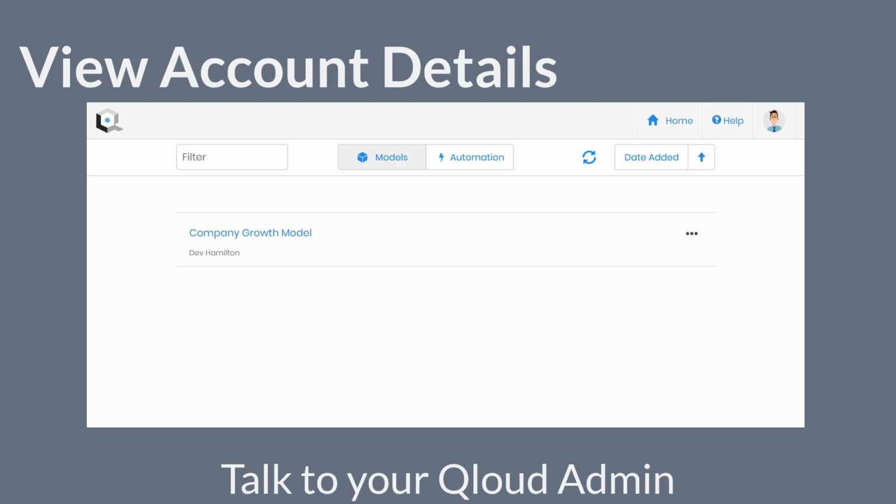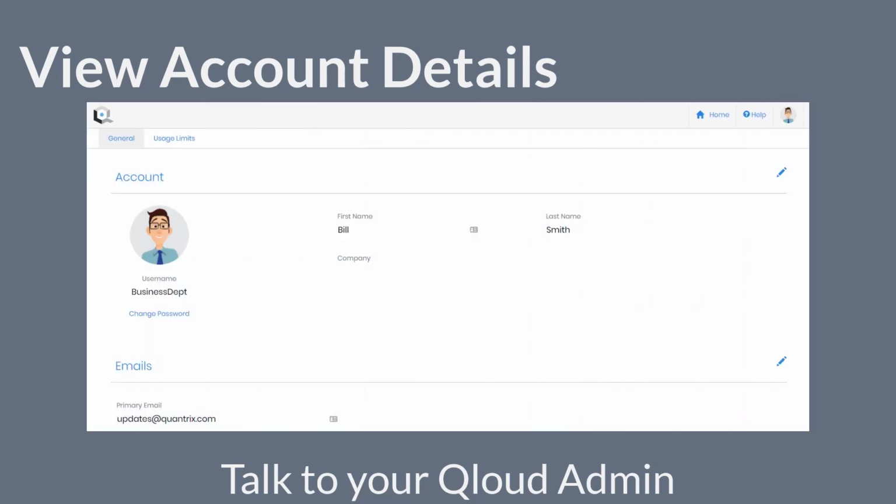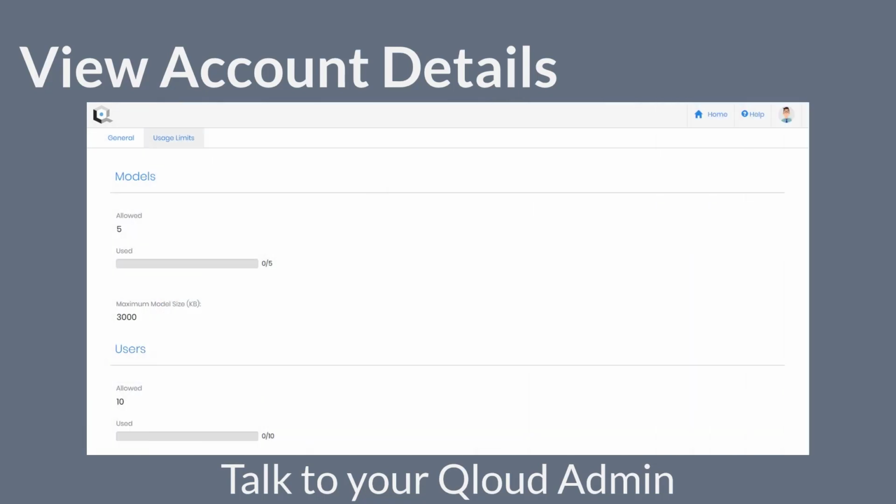If you have questions about your account settings or need to reset your password, you can do so by viewing your account details. Click the icon in the top right corner of your screen and select Account from the drop-down. Here, you can reset your password or user details and also view your model usage settings. If you have any questions about any of these, be sure to talk to your Qloud admin.